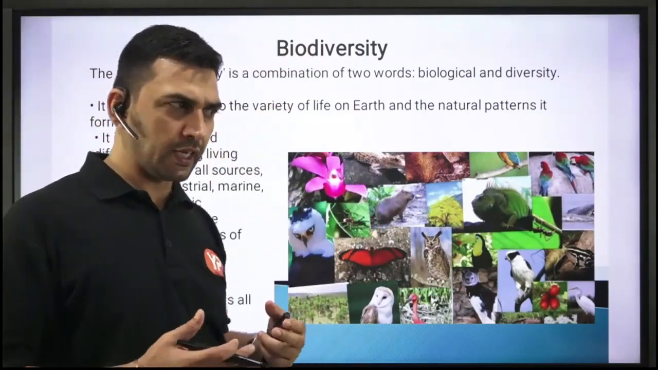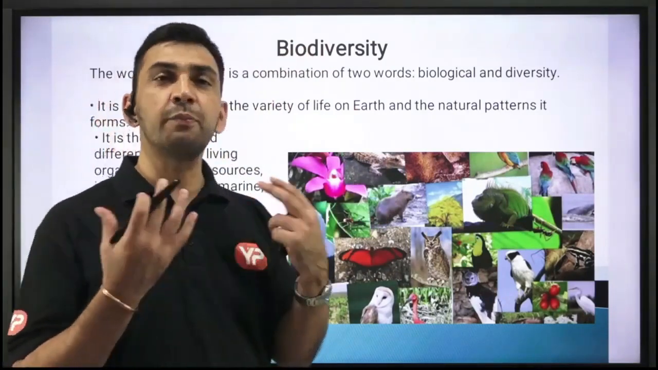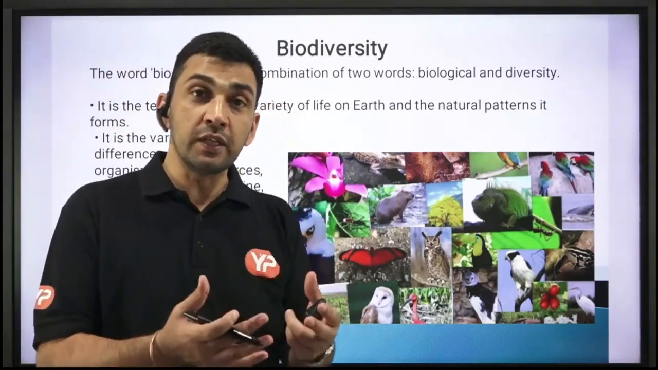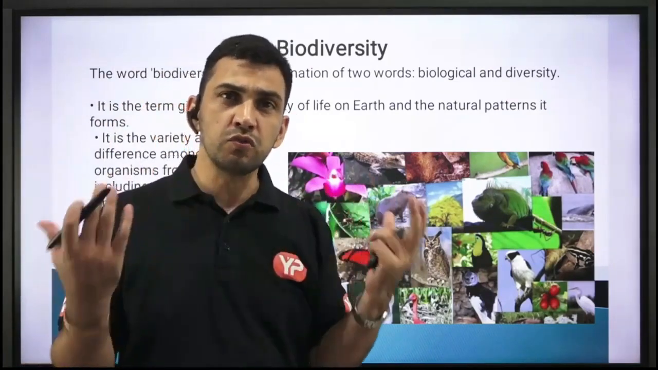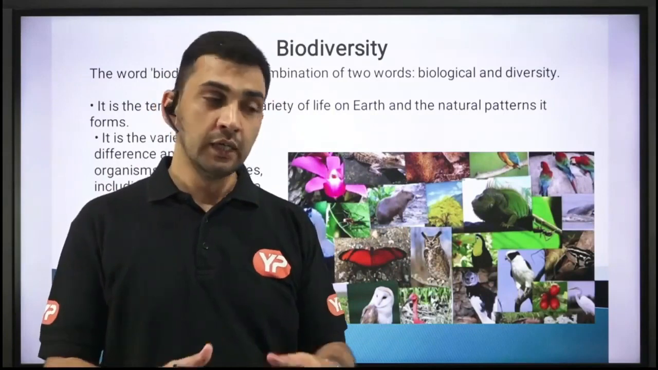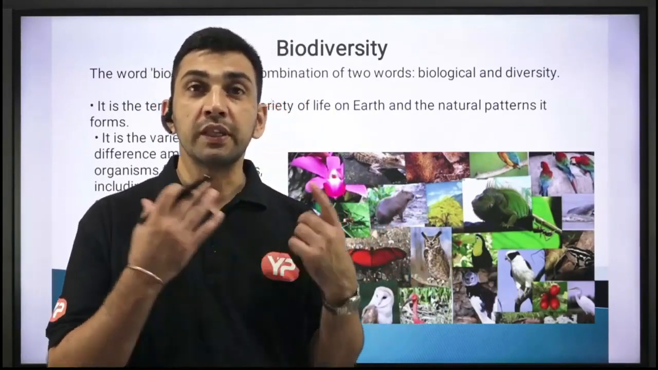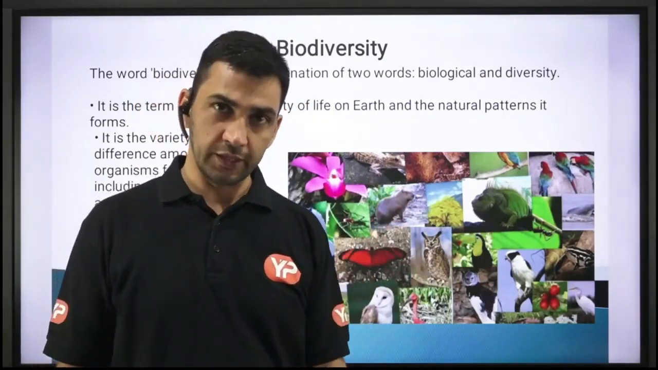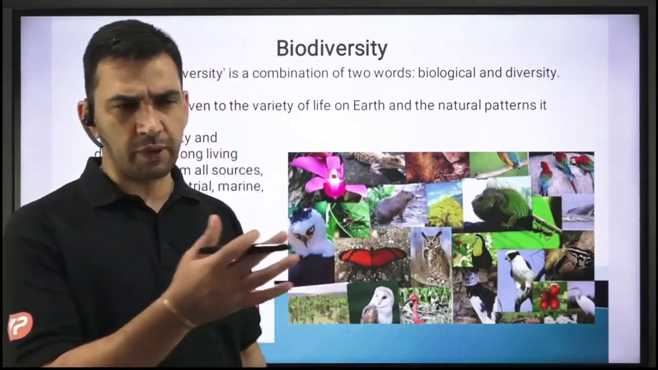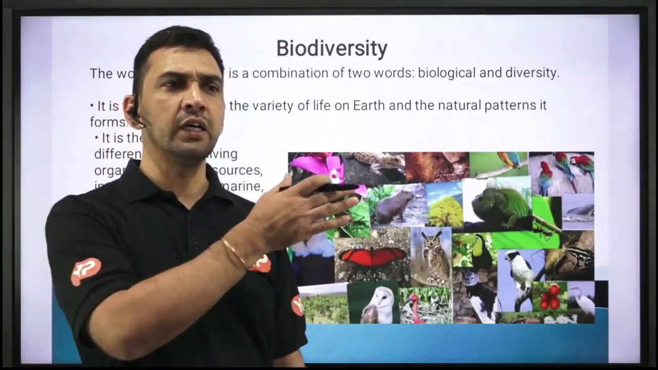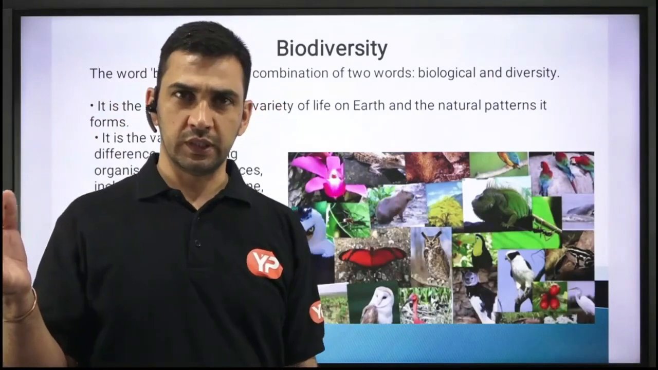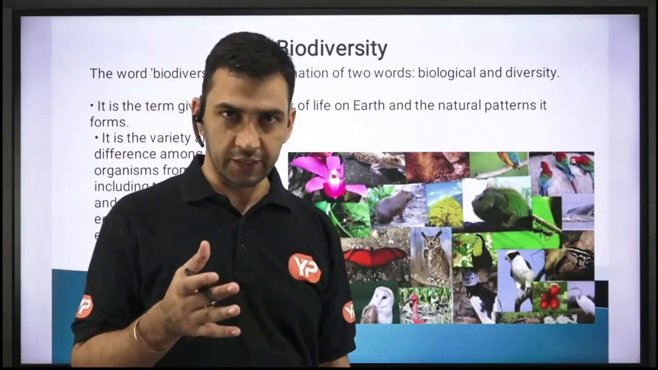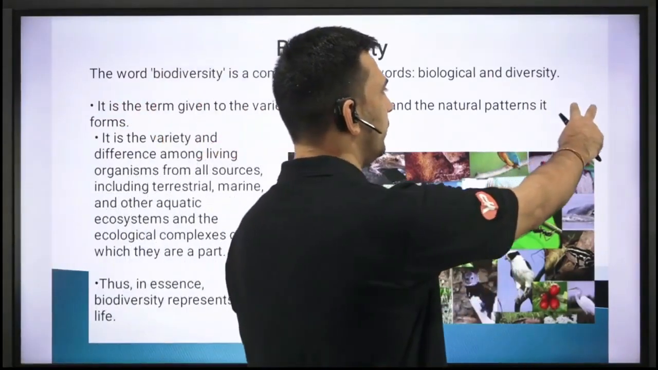So when we say that at any particular place you are having a great biodiversity, then it means that you are having a huge variety of those living organisms that are present in that particular area, right? So in simple terms, when we say biodiversity, it means we are talking about the variety of life forms that exist in that particular area, right? तो उसको हमने नाम दे दिया biodiversity.